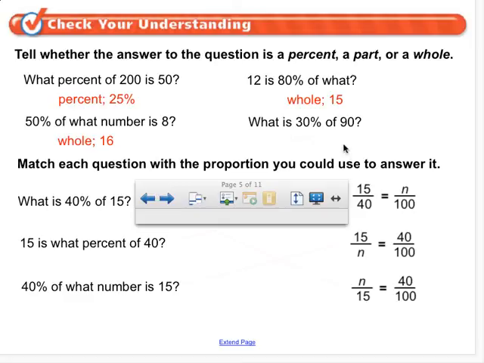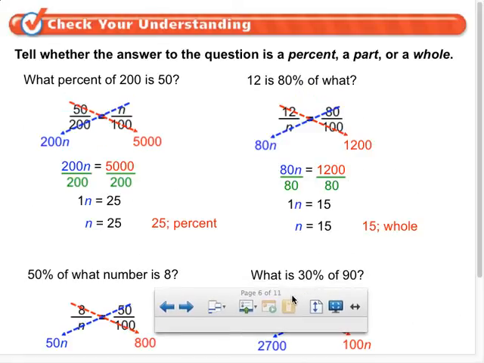Okay? And then this last one, what is 30% of 90? Who did I give that one to? That one's a tough one. 27 is 30% of 90. Let me show you how you get the answer.